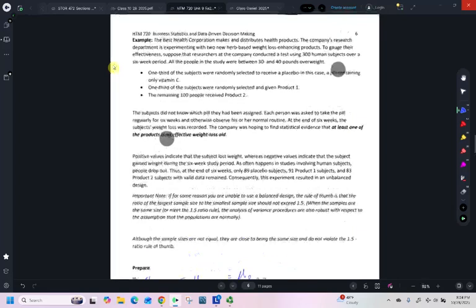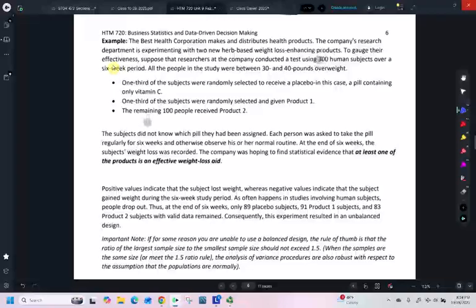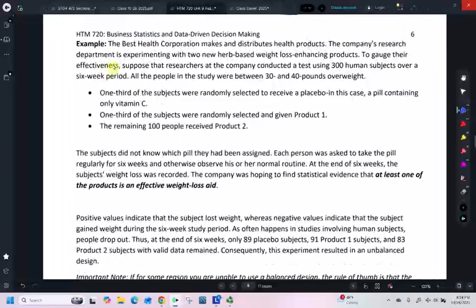Our goal is to examine a couple of examples. In the first example on the screen, we talk about the Best Health Corporation, which makes and distributes health products. The company's research department is experimenting with two new herb-based weight loss enhancing products.